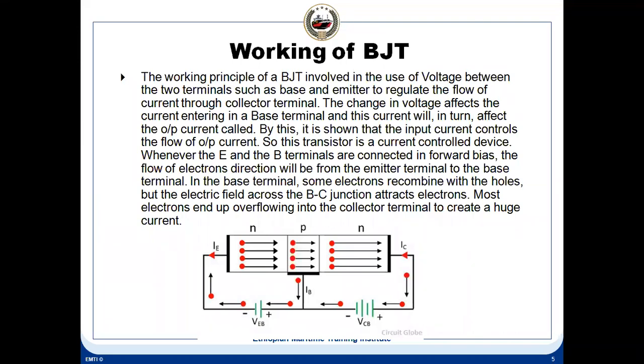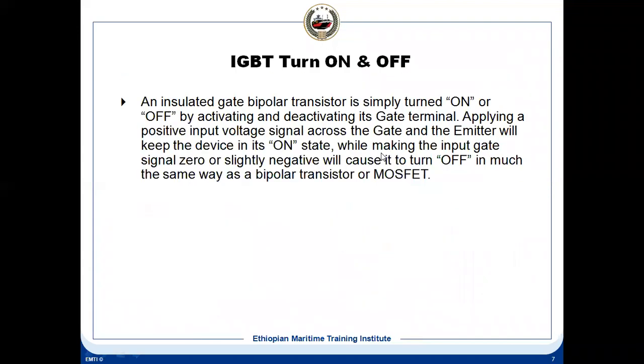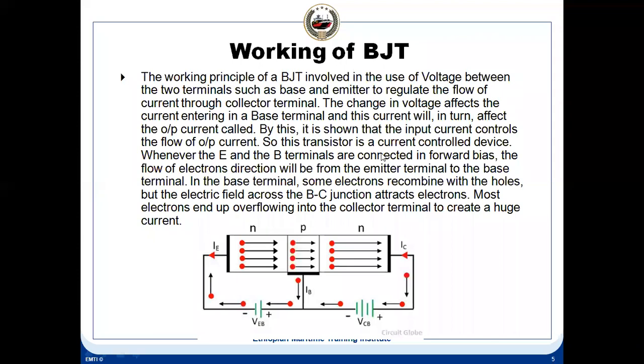You see here in this diagram, this is an NPN transistor, which has the base-emitter junction forward biased and the collector-base junction reverse biased. So the working principle is that the BJT uses voltage between two terminals, base and emitter, to regulate the flow of current through the collector terminal.